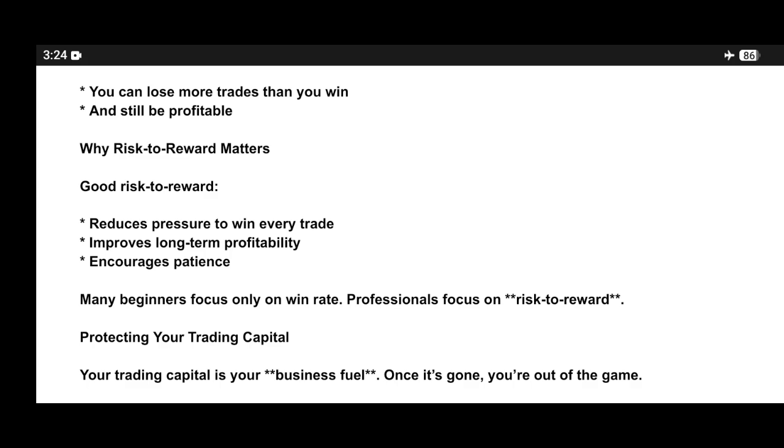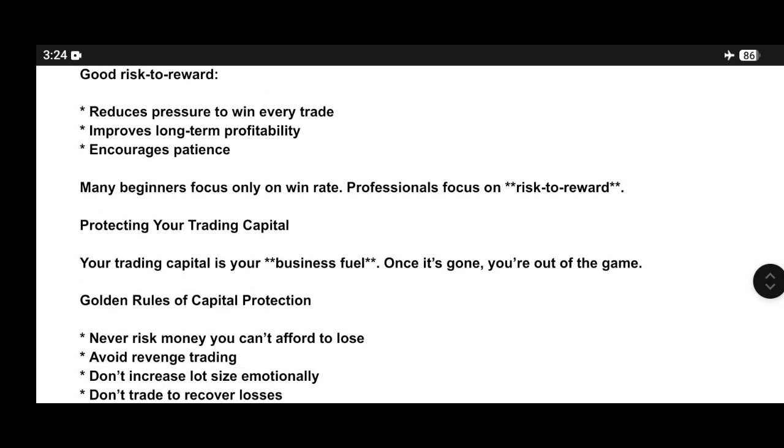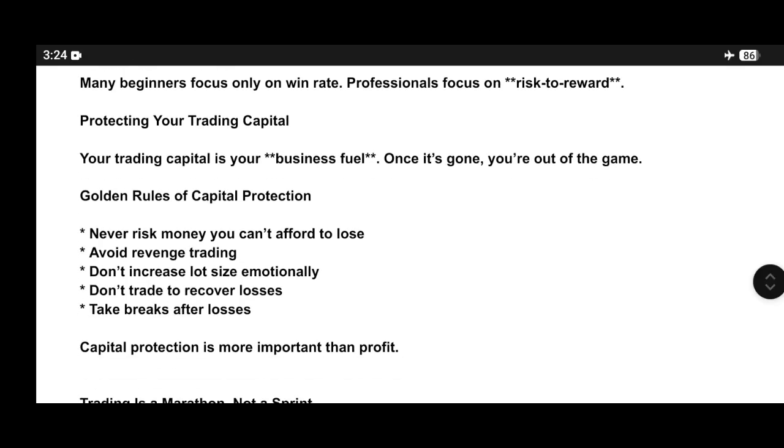Protecting your trading capital. Your trading capital is your business fuel. Once it's gone, you're really out of the game. The golden rule of capital protection is this: never risk money you can't afford to lose. Avoid revenge trading. Don't increase loss size emotionally. Don't trade to cover losses. Take breaks after losses. Capital protection is more important than profit. Are you getting me?